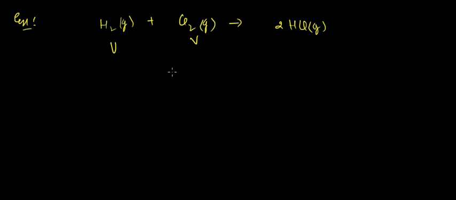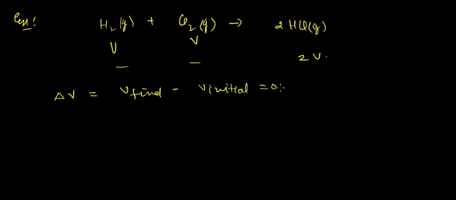So suppose we have S2(g) and Cl2(g), which on reaction gives 2 moles of HCl(g). Suppose we have V mL of S2 and V mL of Cl2 initially, so they both get consumed during the course of reaction, and 2V volume of HCl is produced. So change in volume would be V final minus V initial. In this case it would be 0.